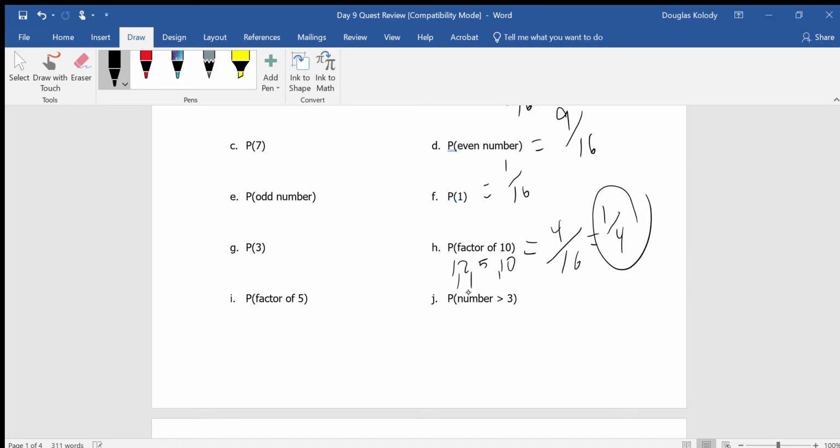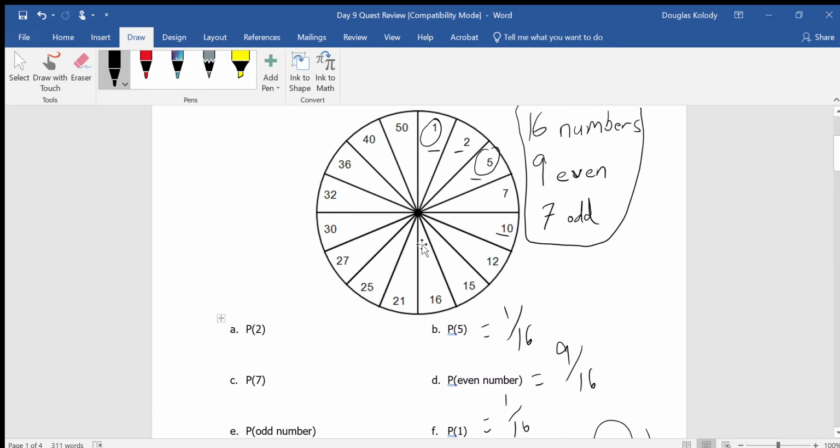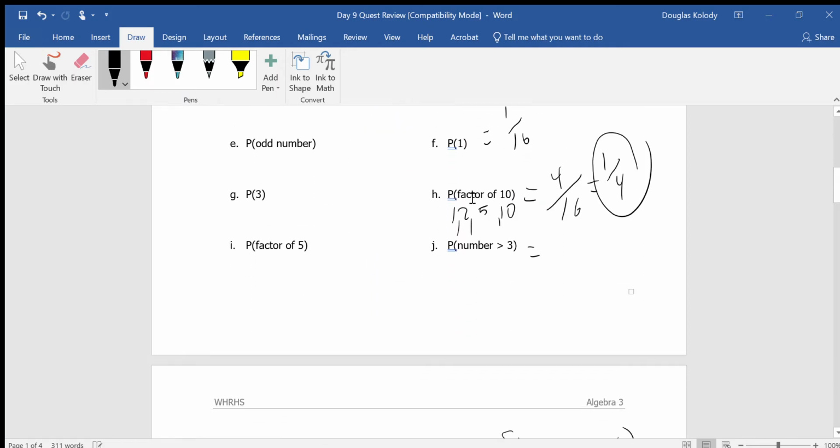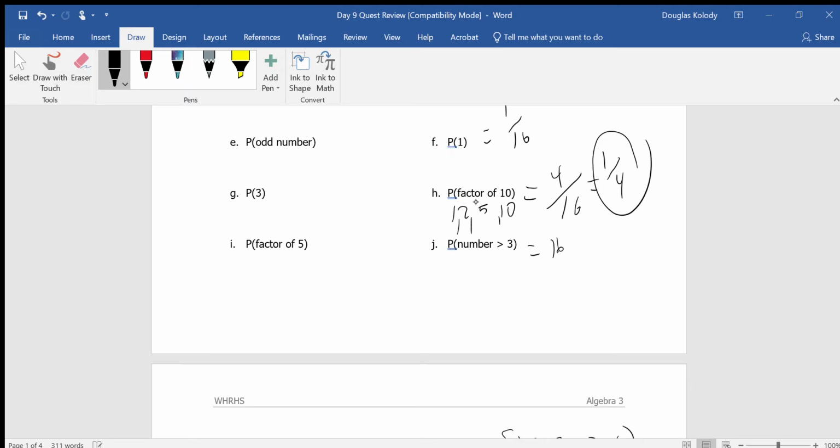And last but not least, a number that is greater than 3. So let's look. How many numbers actually are just less than 3? Only 1 and 2. Every other number is greater than 3. Well, if there's 16 numbers and 2 of them are less than 3, that means the remaining 14 of them. Oops, I can write 14. Hold on a second. There we go. 14 out of 16. And that reduces to 7 over 8. Congratulations, we're done with number 1.